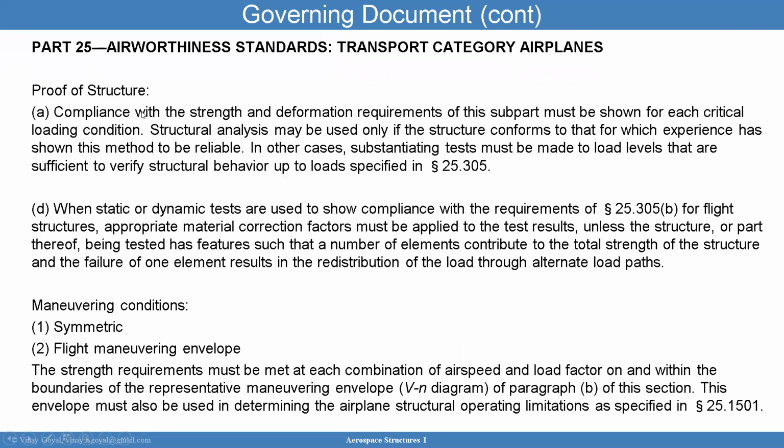Proof of the structure. Compliance with strength and deformation requirements of this subpart must be shown for each critical loading condition. Structural analysis may be used only if the structure conforms to that for which experience has shown this method to be reliable. In other cases, substantiating tests must be made to load levels that are sufficient to verify structural behavior up to the load specified in 25.305. So again, that's what proof of structure is. You have to show that the structure will be okay.